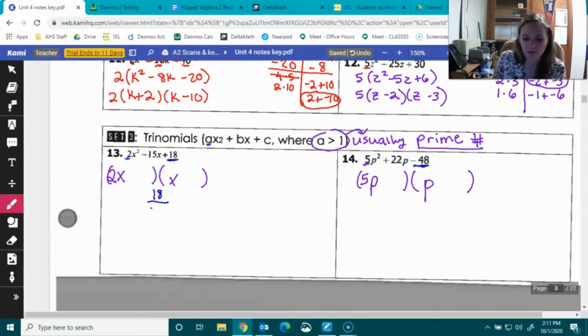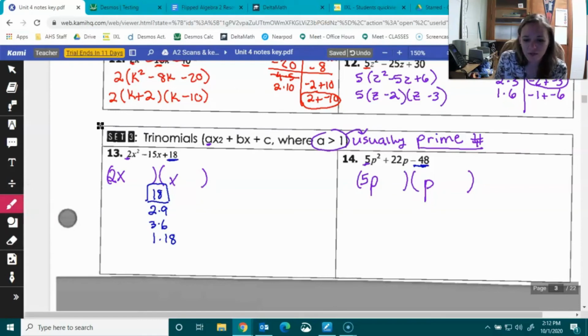Am I going to do a 2 and a 9? Or am I going to do a 3 and a 6? We'll find out here in a second. Or I could do a 1 times an 18. And I think that would be all the possibilities that I could try. So I'm trying to get positive 18. So now I'm just going to plug and chug and see what happens.